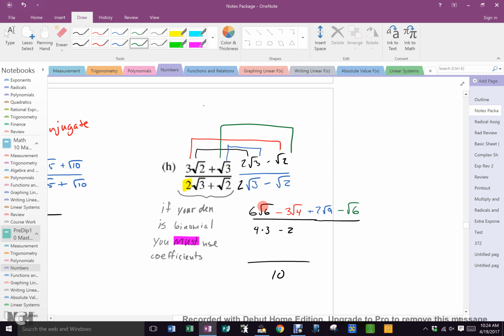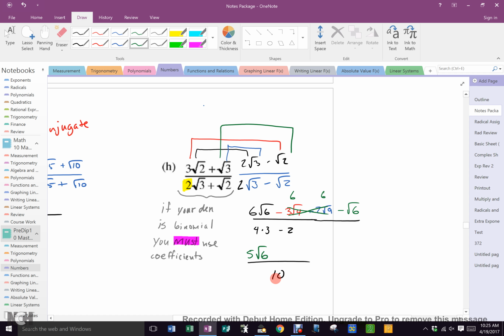I got 6 of them, and I'm taking away 1 of them. 5 root 6. And what is root 4? That's 2, right? What's 3 times 2? 6. What's root 3? What's root 9? 3. What's 2 times 3? 6. So I got minus 6 plus 6. What happens to these middle terms? They drop out. So what's my answer? 5 root 6 over 10, yes?